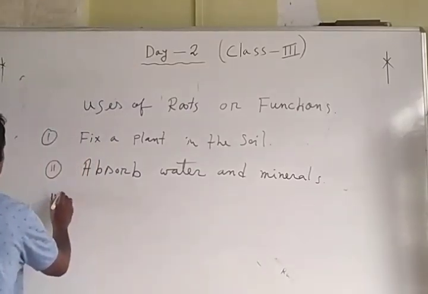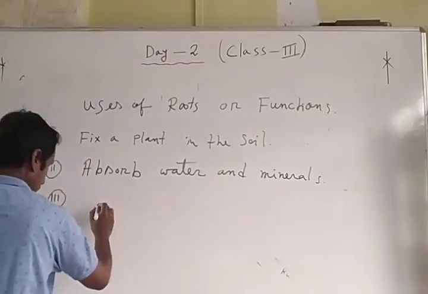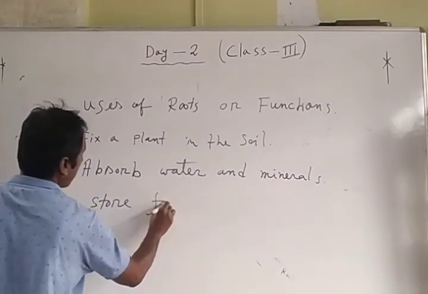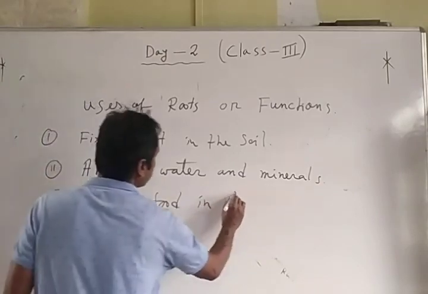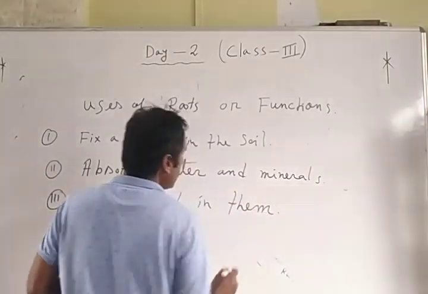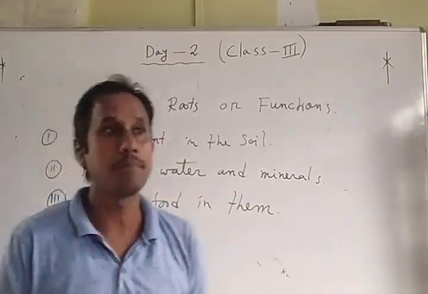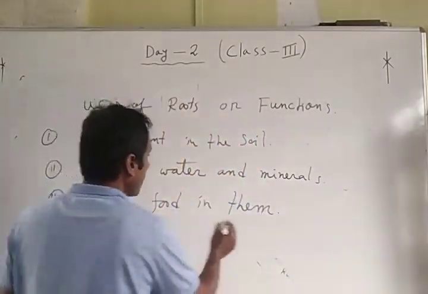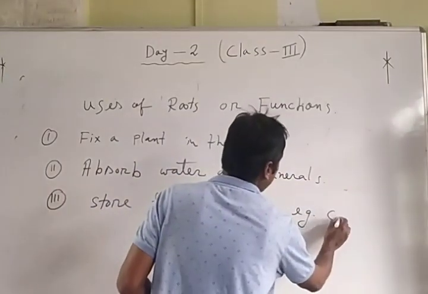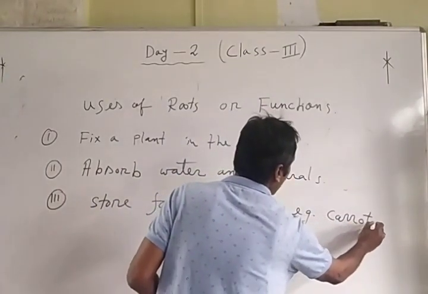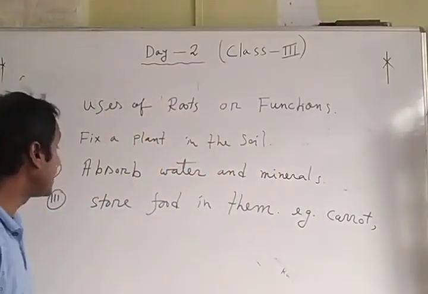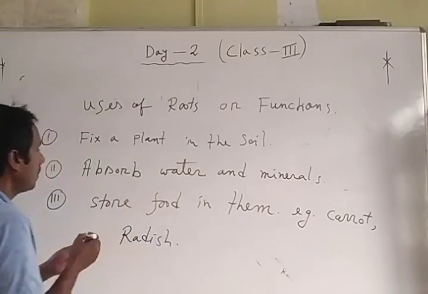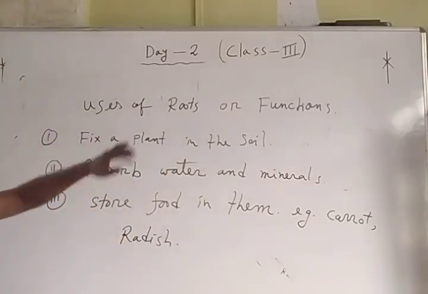Number 3 point, very important. Store food in them. Roots can store food. Example, store food in them: carrot, the common gazar, and radish, mula. Every one of them are main functions, uses of root.